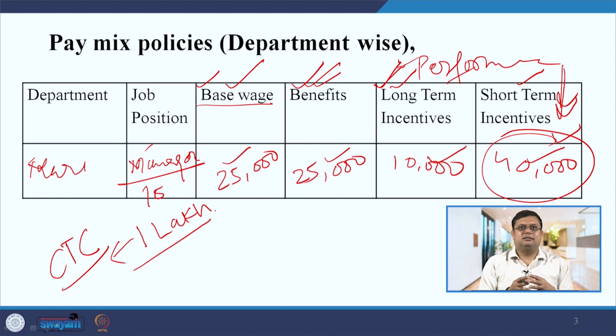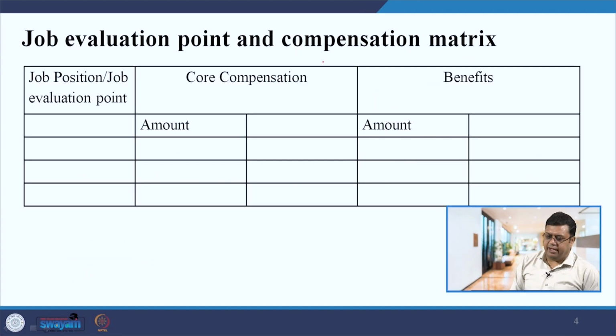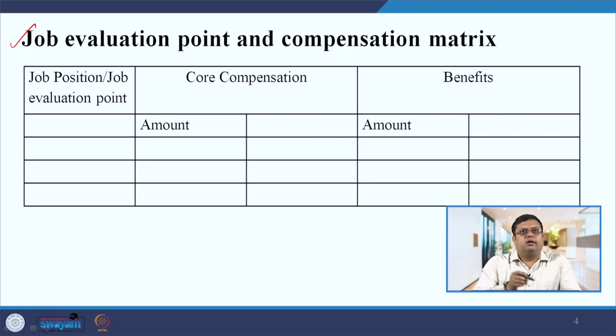Based on this, you can decide how much each component should be, as per your organization and as per the nature of the job. So, let us discuss the second matrix, that is, the job evaluation point. If you remember, in the first matrix that I was discussing, there are two components of the salary, core compensation and benefits. Core compensation is fixed. Whether your performance goes up or down, it will not impact your core compensation; it is going to remain the same.